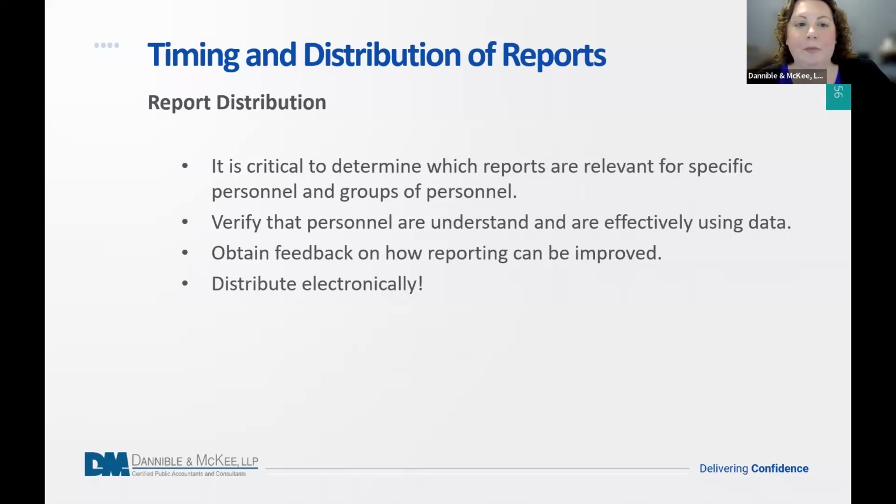Report distribution. It's critical just to outline, if you're a large firm, having a list of who gets what and ensuring that you know that distribution is happening to the right personnel.